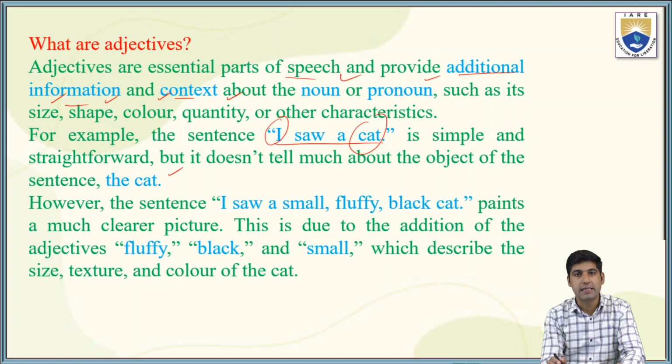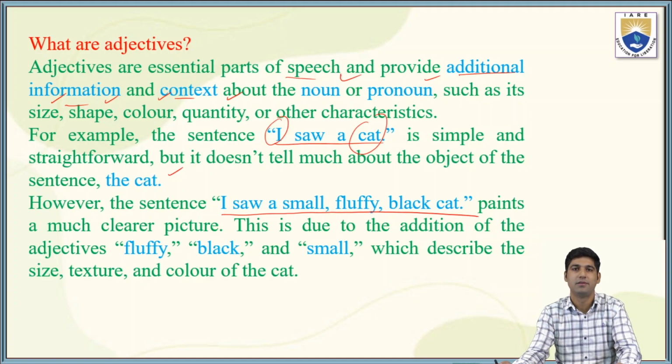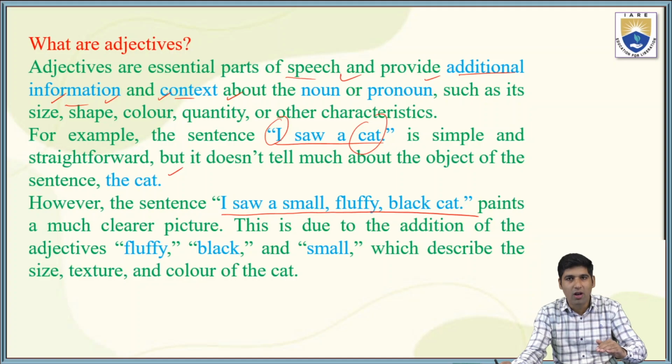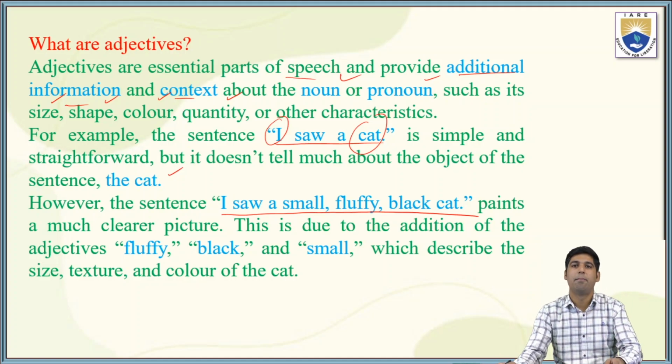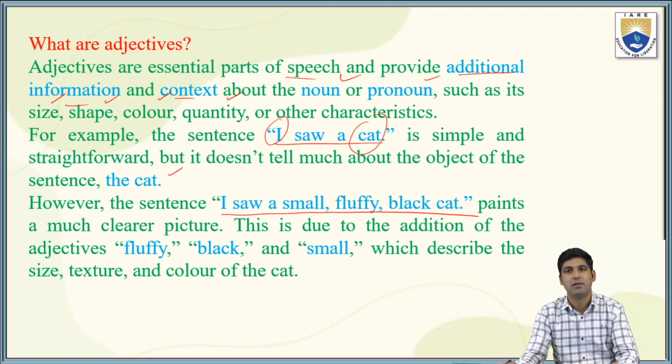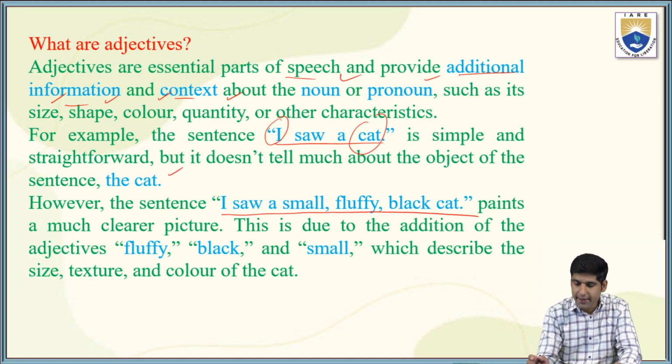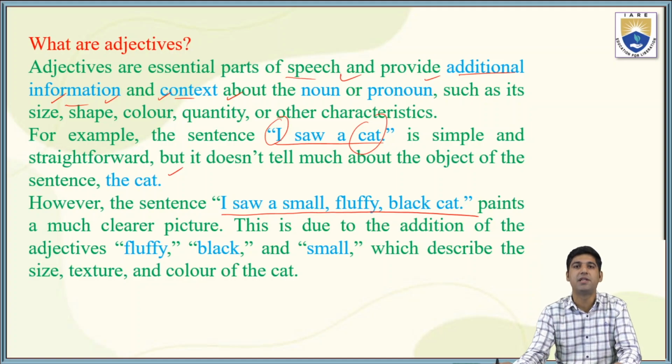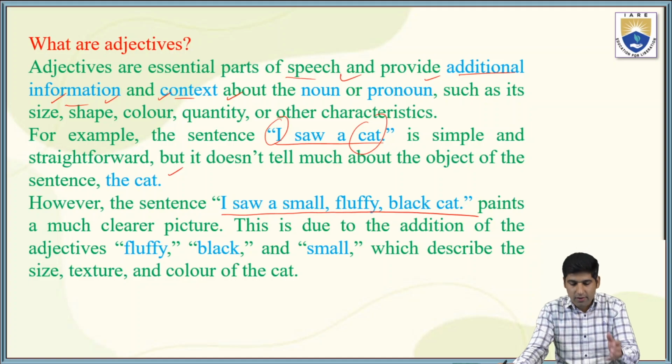Now, however, I have one more sentence, that is, I saw a small fluffy black cat. Now another sentence I gave. I saw a small fluffy black cat. Now this sentence paints a much clearer picture. Here you get a clear picture about the cat. In the earlier sentence, you know only I saw a cat.